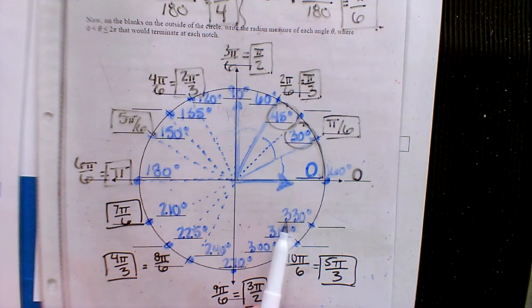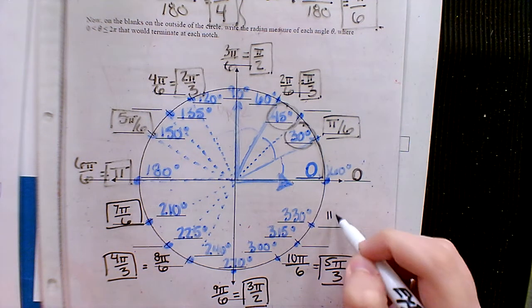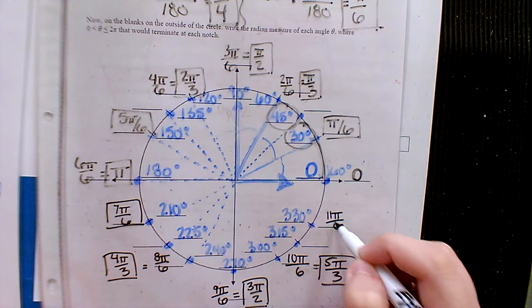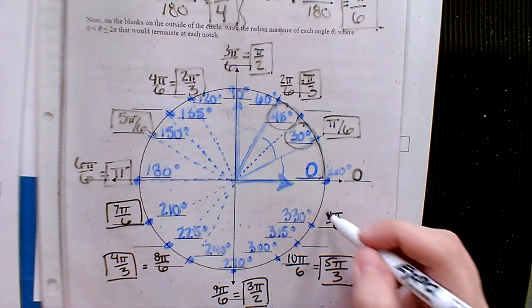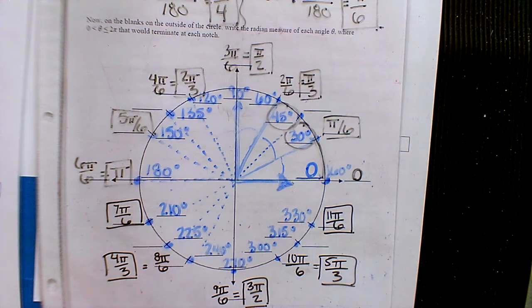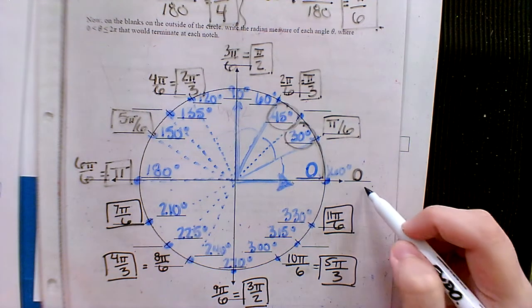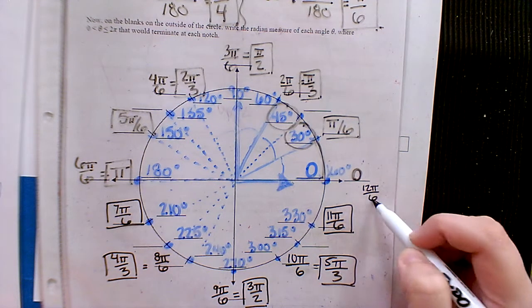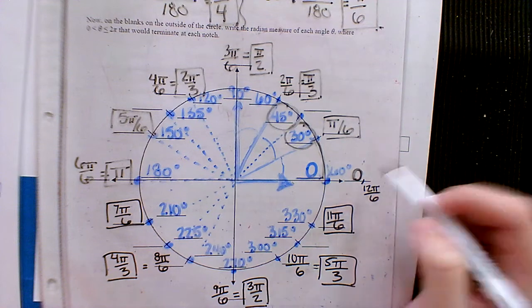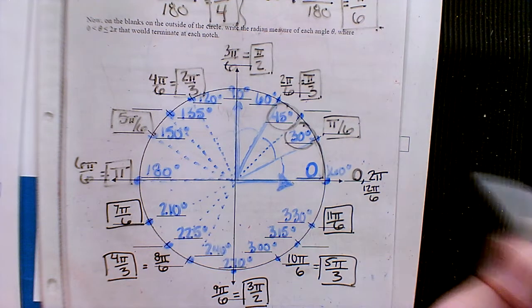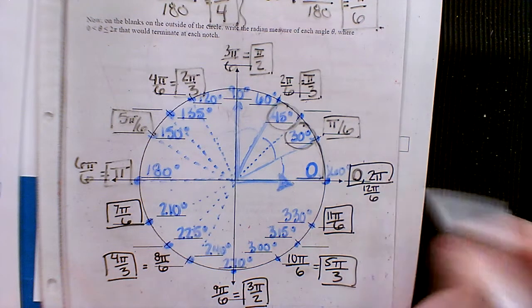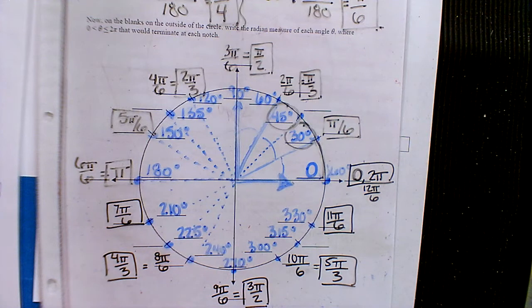All right, another 30 would be at 330. So that'd be 11 pi over 6. And we can't simplify that. And another 30 will be at 360. So that would bring us to 12 pi over 6. But that can simplify to 2 pi. Didn't we say 2 pi was the circumference of the unit circle all the way around?